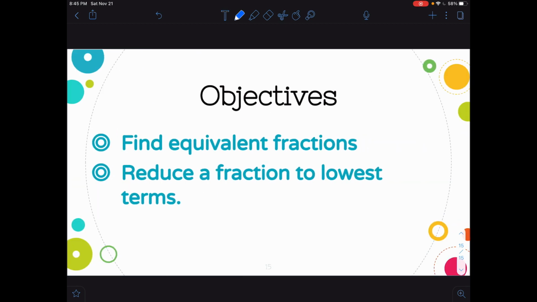So in today's lesson, we worked on finding equivalent fractions and reducing fractions to lowest terms using the greatest common factor ladder method.